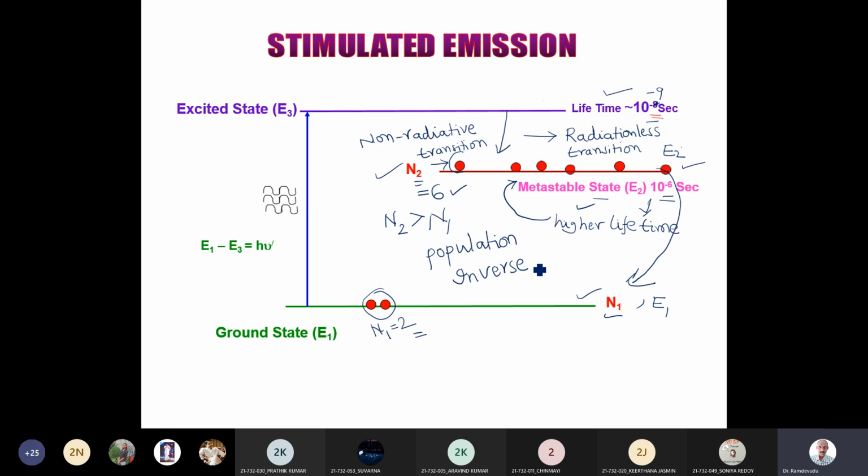So Einstein postulated that if you have a population inversion, then you will get a stimulated emission if you provide a matching photon and if you have a metastable state.